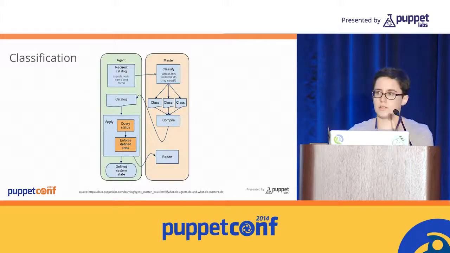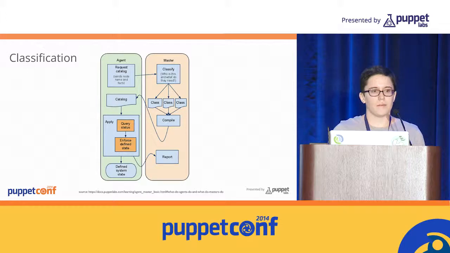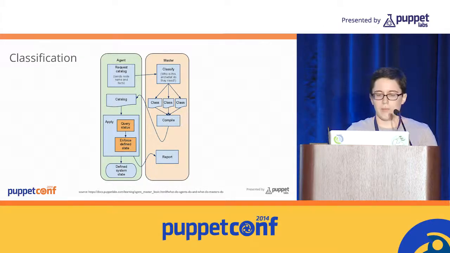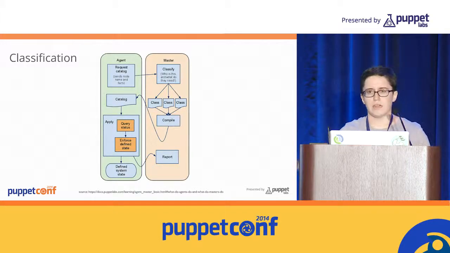So this is another awesome slide that I took from the Puppet Labs docs site. And I like it because it shows in a little bit more depth what goes on after the agent requests a catalog. And it's really, the master has to figure out, who is this node? And what do they need? And that's the classification process. So based on the facts that the agent submitted, what should Puppet do? How should it be configured?